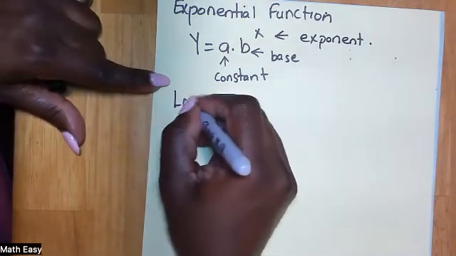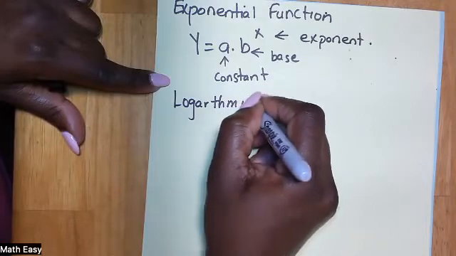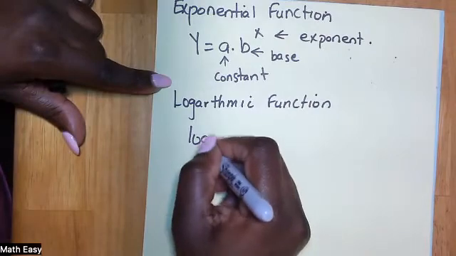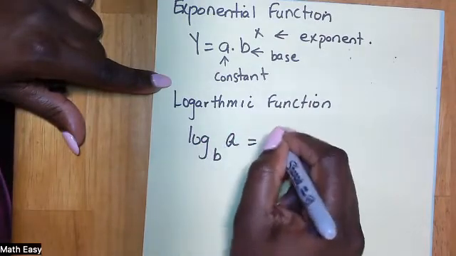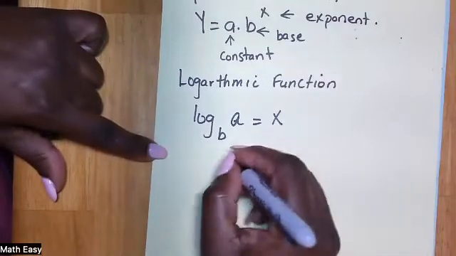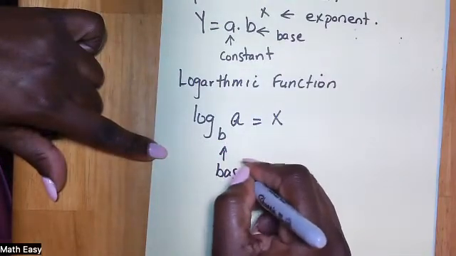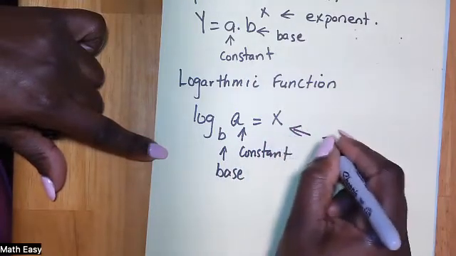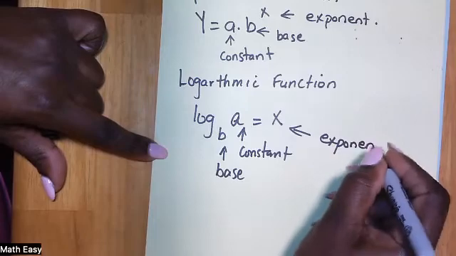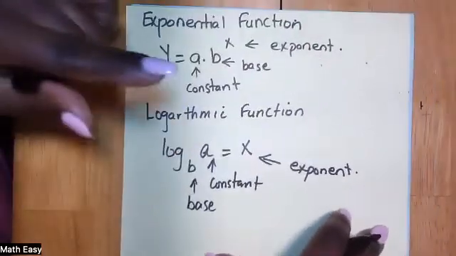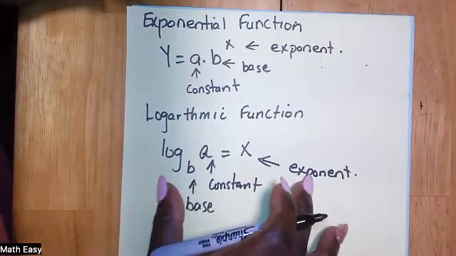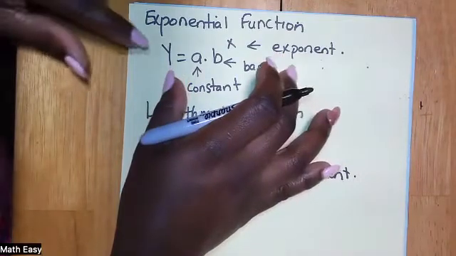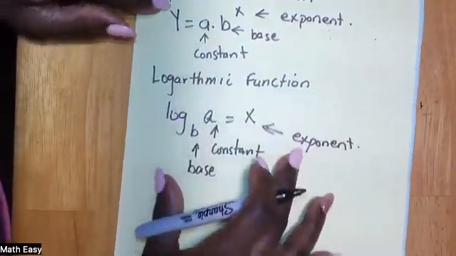We also have logarithmic functions, and they're written in the form log base b of a equals x. You guessed it correct. b is the base, a is the constant, and x is the exponent. It's very important to note that logarithms are the inverse of exponential functions. Exponential functions are the inverse of logarithmic functions.